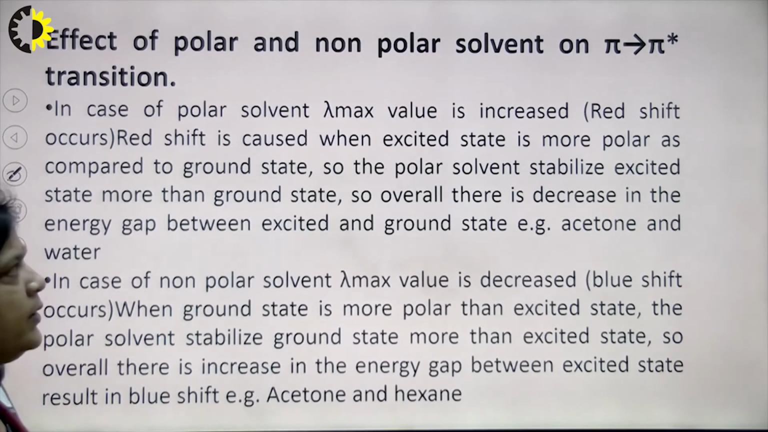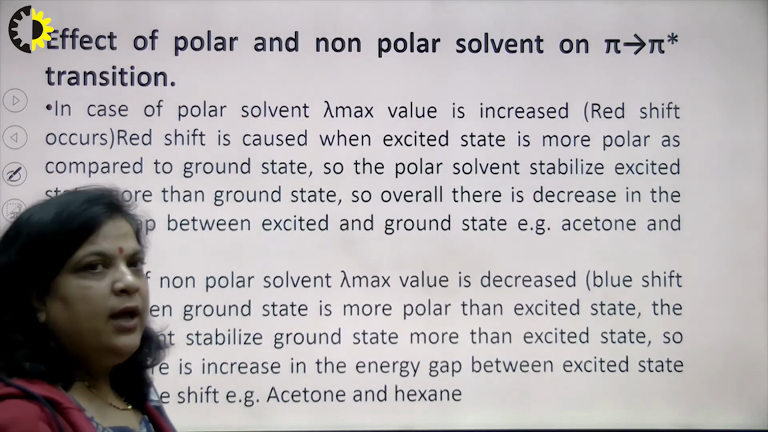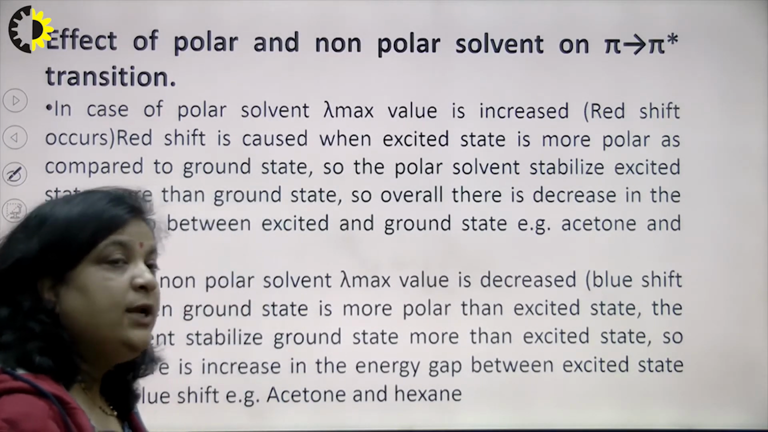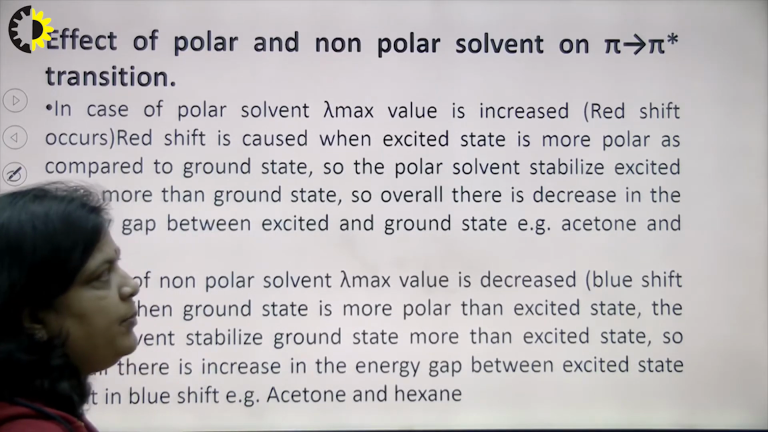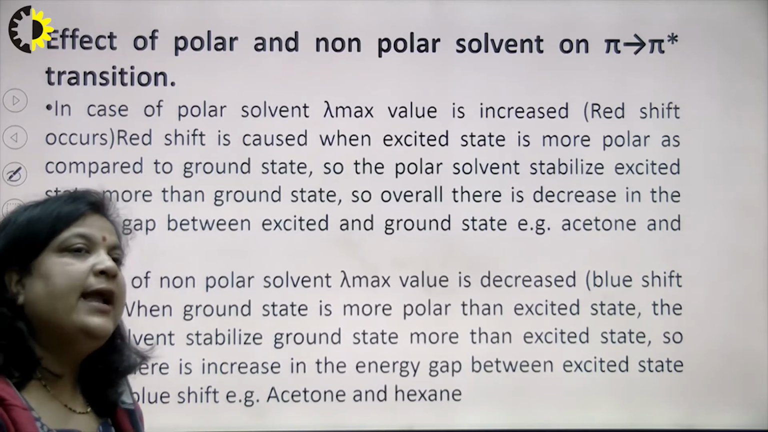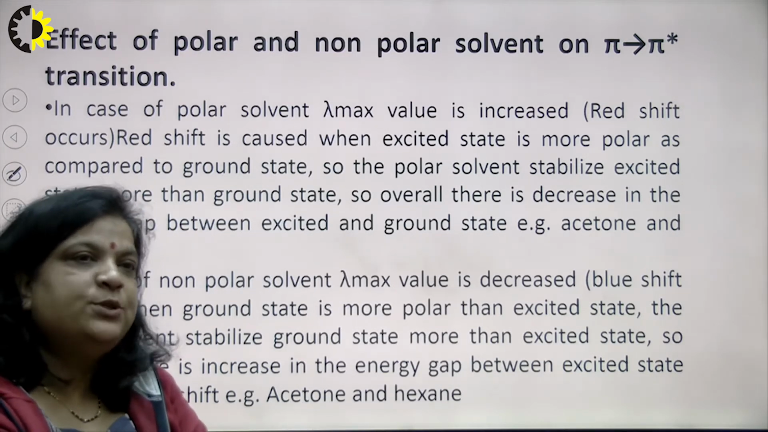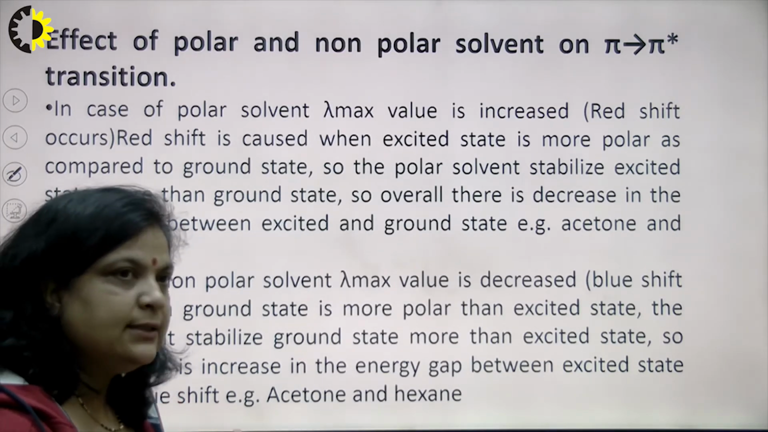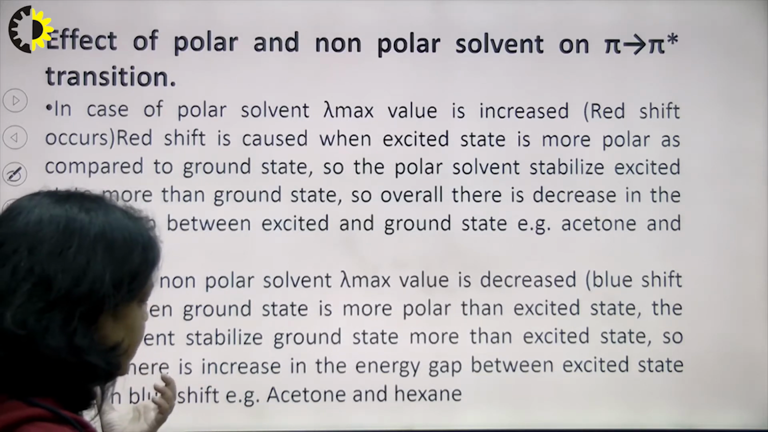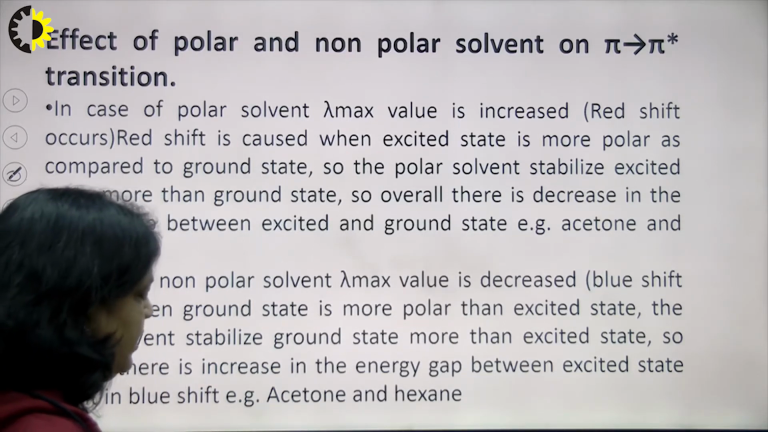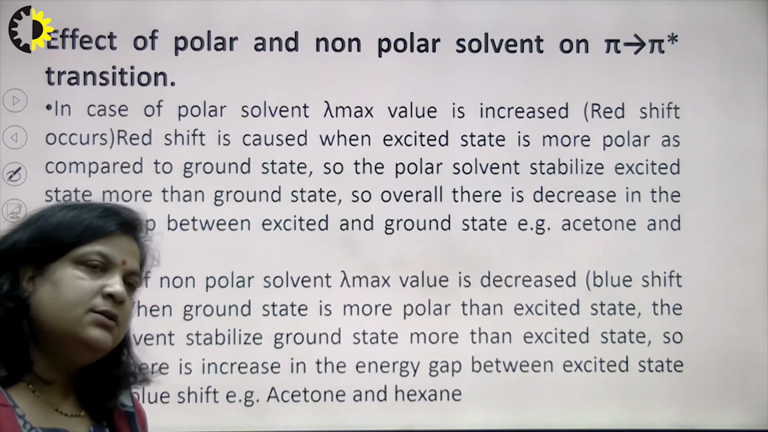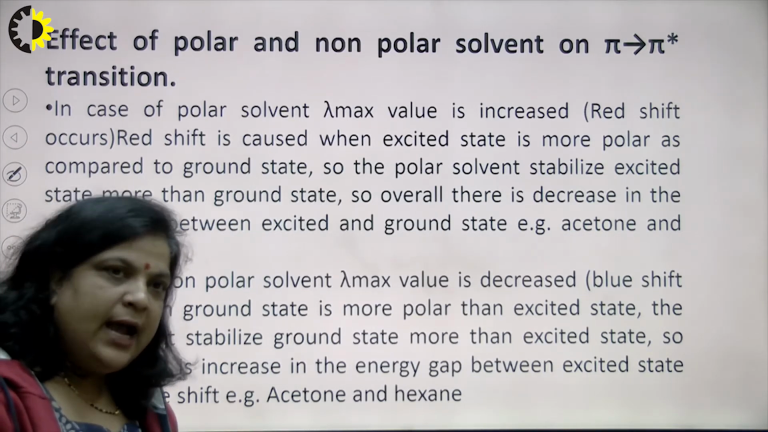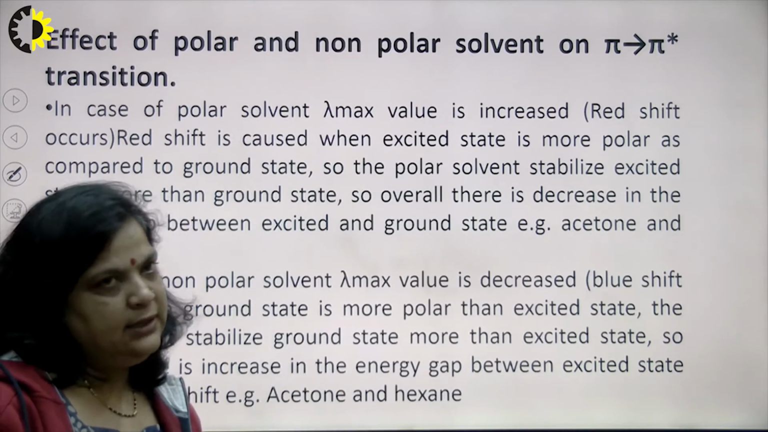Now, effect of polar and non-polar solvent on n to pi star transition. Generally we prefer a solvent which does not react or which does not show an absorption band in the particular region. 95% ethanol is the most commonly used solvent, but commercial ethanol is not used, because benzene is added in it, which shows a band in this region.